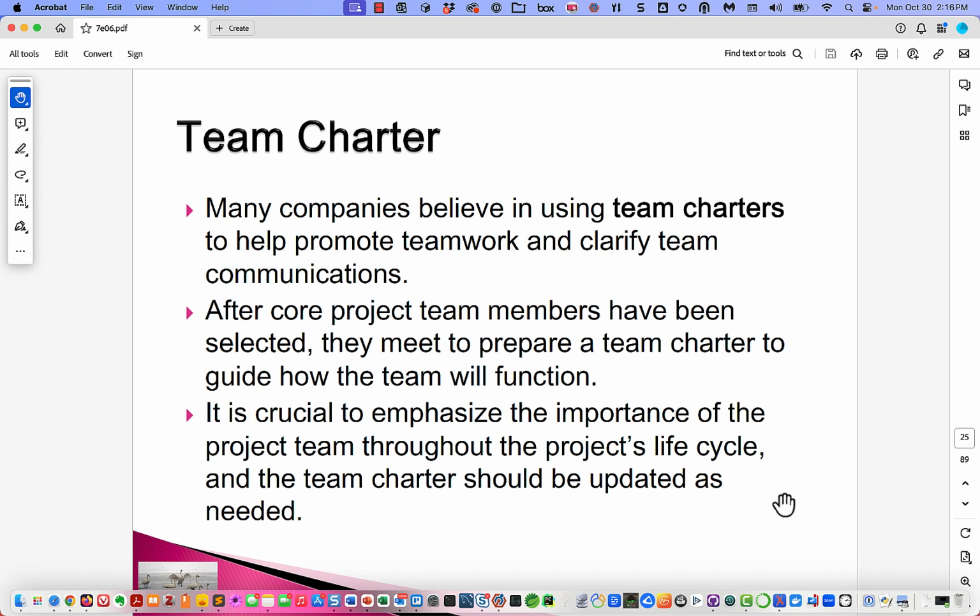So the idea is you create a document to help to promote teamwork and to clarify team communications. After core project team members have been selected, they meet to prepare a team charter to guide how the team will function. So they meet together. The idea is that there'll be buy-in for this. All right. It's crucial to emphasize the importance of the project team throughout the project's life cycle, and the team charter should be updated as needed.